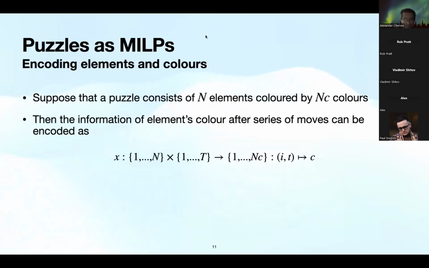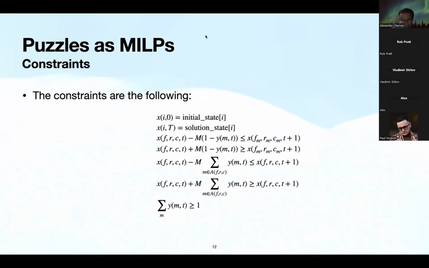In order to encode elements of puzzles which are colored by some colors, we can use the following function. It's again a function on some sets, 1 to n and again 1 to t, which basically just says which element at which time step is colored in which color. Well, that's basically it. So the main thing is constraints, and here they are.